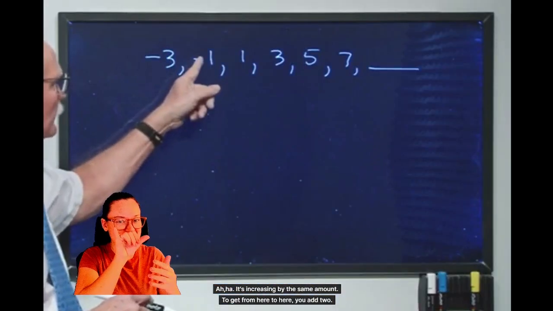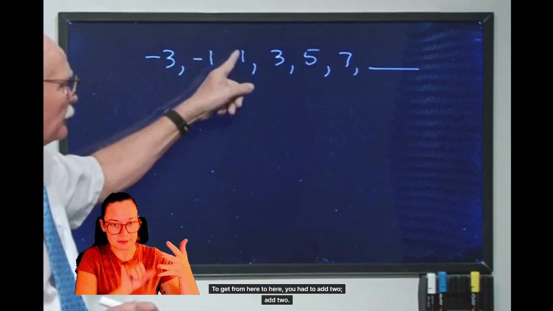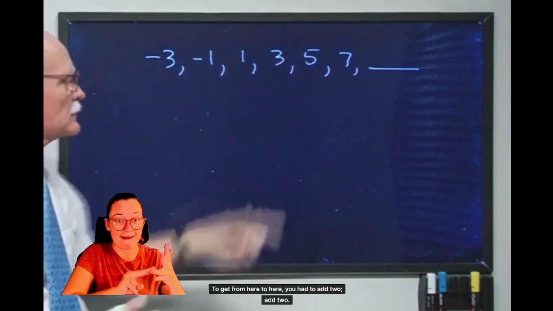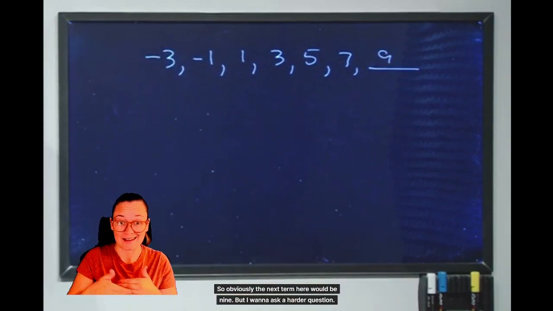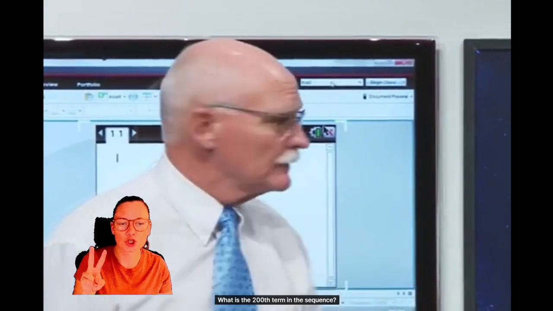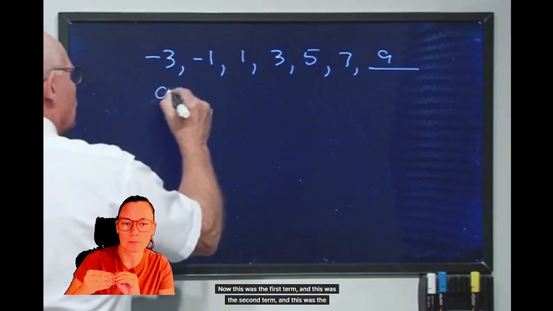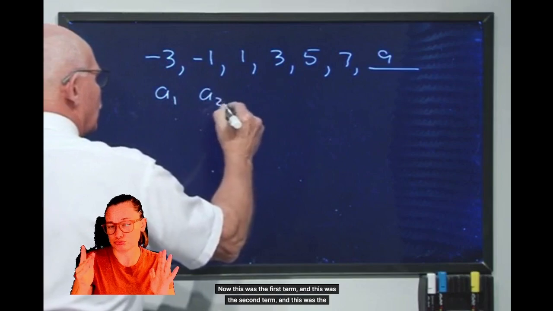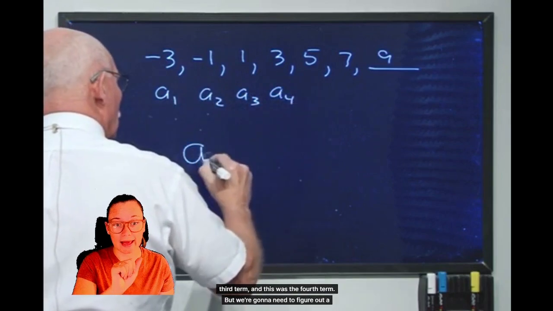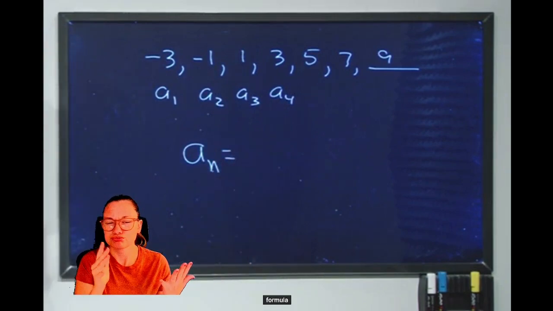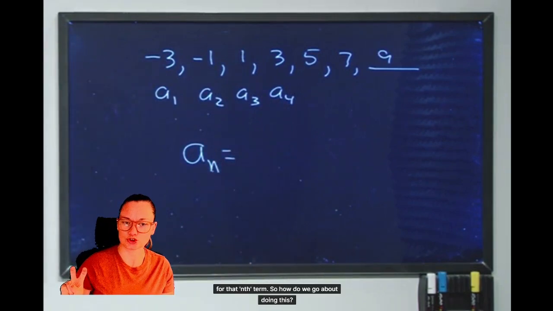To get from here to here, you add 2. To get from here to here, you add 2, add 2, add 2. So obviously the next term here would be 9. But I want to ask a harder question. What is the 200th term in this sequence? Now, this was the first term, and this was the second term, and this was the third term, and this was the fourth term. But we're going to need to figure out a formula for the nth term.